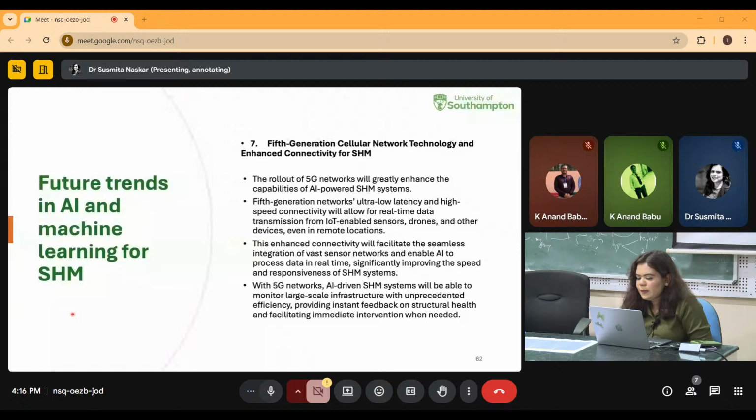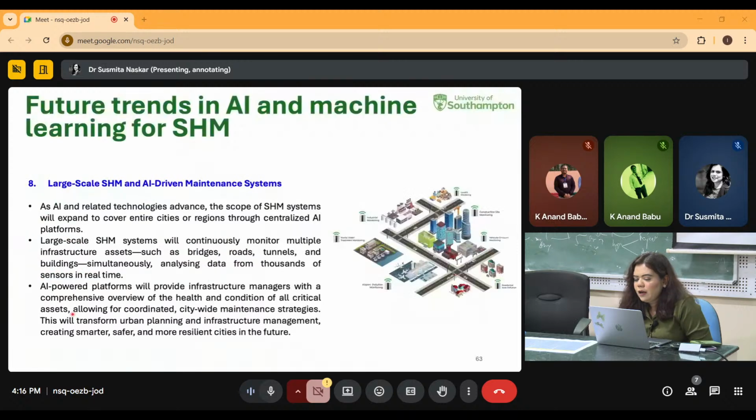So when we talk about large-scale SHM, what do we mean by large-scale SHM? Are we talking about a sensor system, or are we talking about IoT? What do we mean when we talk about large-scale SHM? Yes, right. The SHM scope, right?